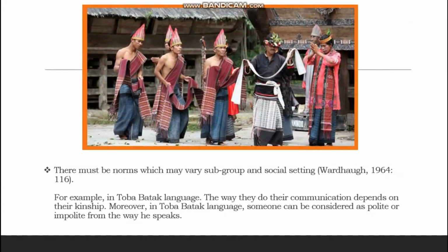Wardhaugh in 1964 said that there must be norms which may vary by subgroup and social setting. In other words, every subgroup or tribe has its own norms in communication. The speakers do not speak as they like, but they have to speak as the norm says. For example, in the Toba Batak language, the way they communicate depends on their kinship. Moreover, in Toba Batak language, someone can be considered polite or impolite from the way he speaks.